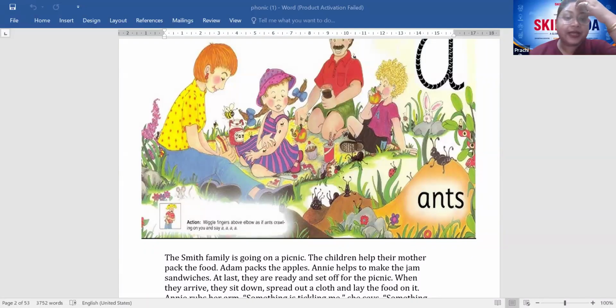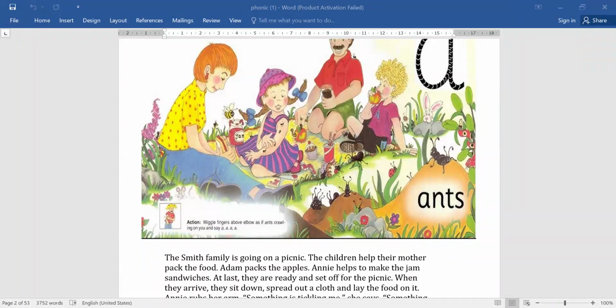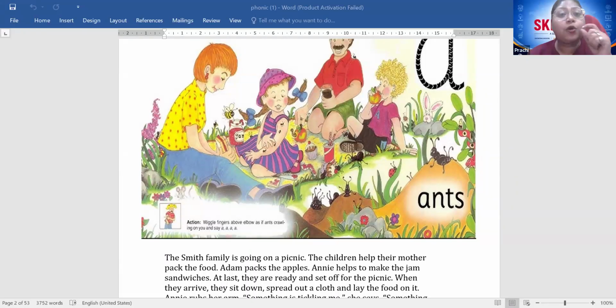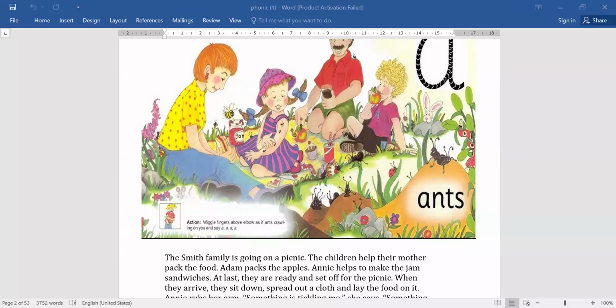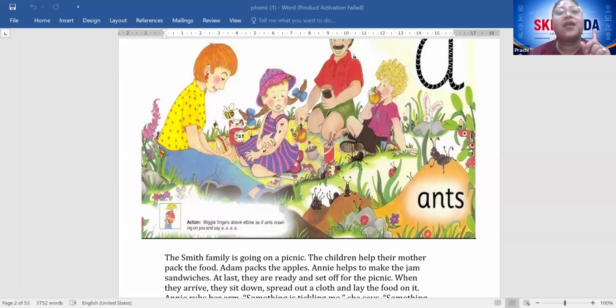Because children get confused between the letter A and letter E sounds. That's why I'm giving you the hint. While teaching this sound, give them this hint that your mouth will open wide.